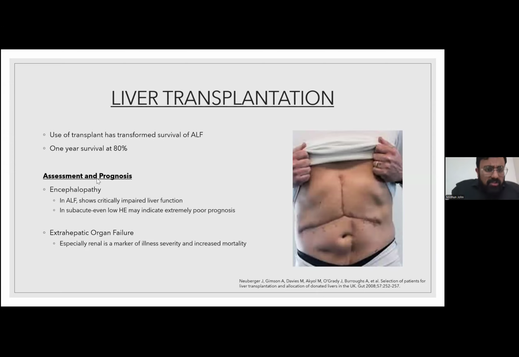But there are two things that we need to look at: the encephalopathy, because the encephalopathy does correlate to critically impaired liver function. Even with our subacute cases, though the hepatic encephalopathy may be low, it does show that the patients have an extremely poor prognosis. Extrahepatic organ failure, especially renal, is a big marker of illness severity and increased mortality.